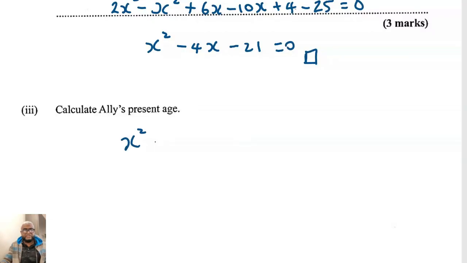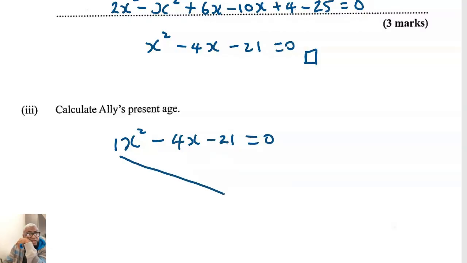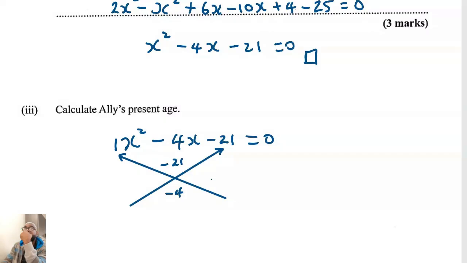We have x squared minus 4x minus 21 is equal to 0. How do we solve this? Talk to me. We can use factorization, right? You multiply 1 by negative 21, and you will get negative 21. That goes on top, right? The number that's in the middle, which is negative 4, comes underneath. Everybody good there so far?